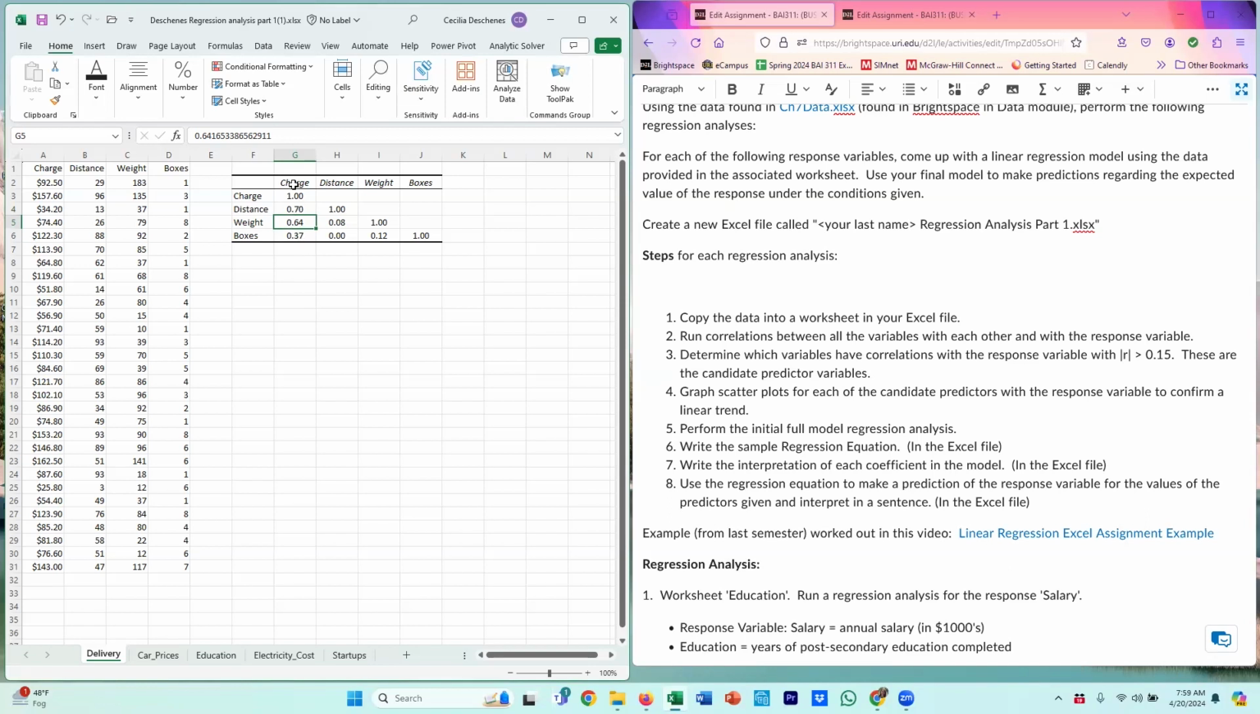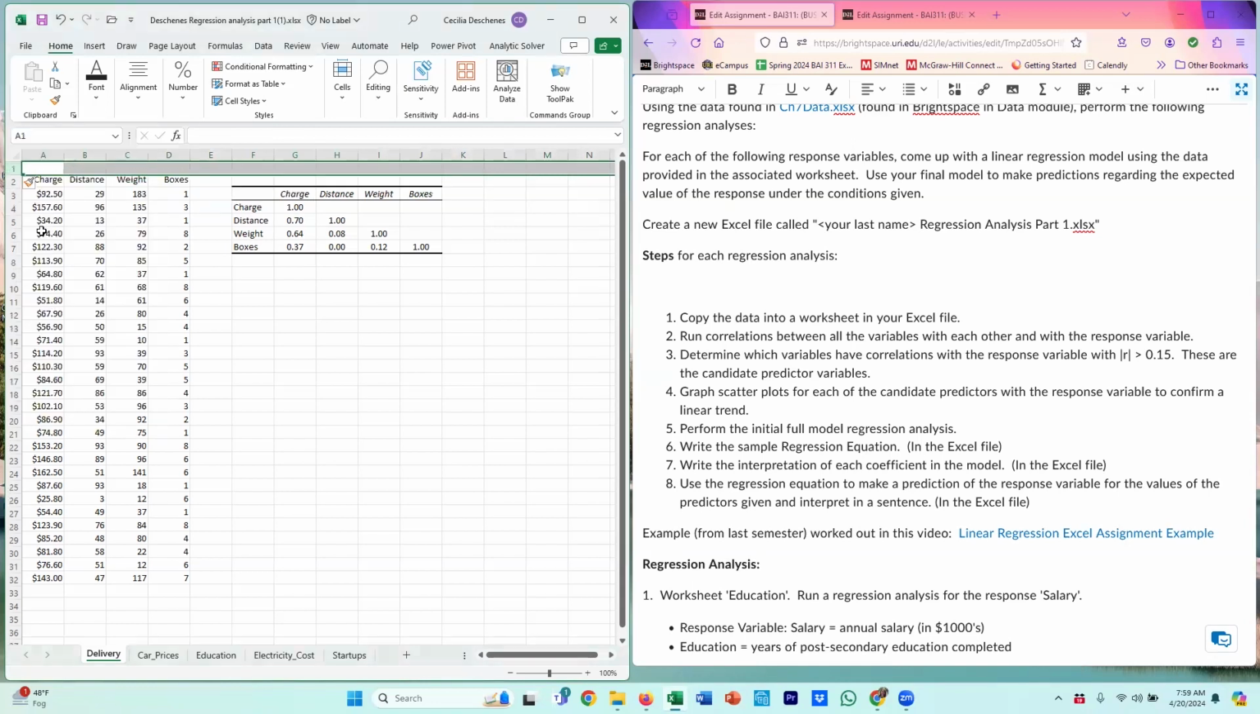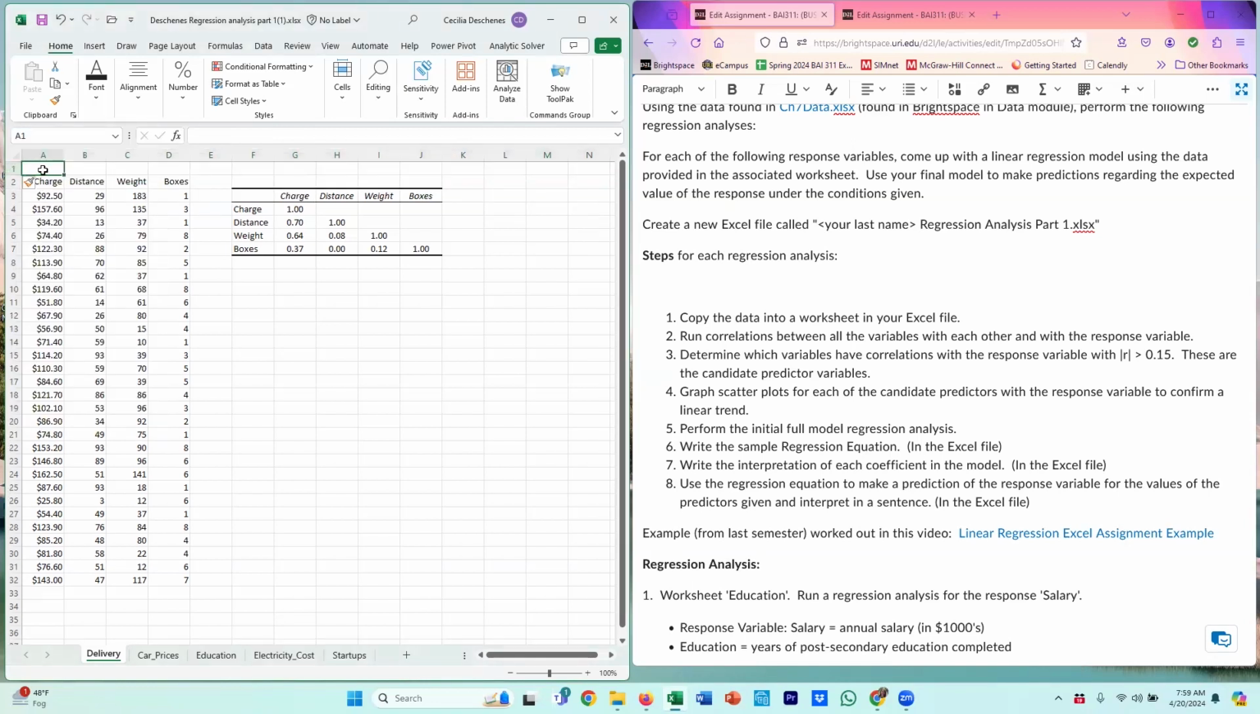I'm looking for correlations with our, just to be clear here, charge is what we're trying to predict, so we can call this the response. And the candidate predictors are the other data columns that we have. So let's get this straight here. All right, so we see that all of these are greater than 0.5.